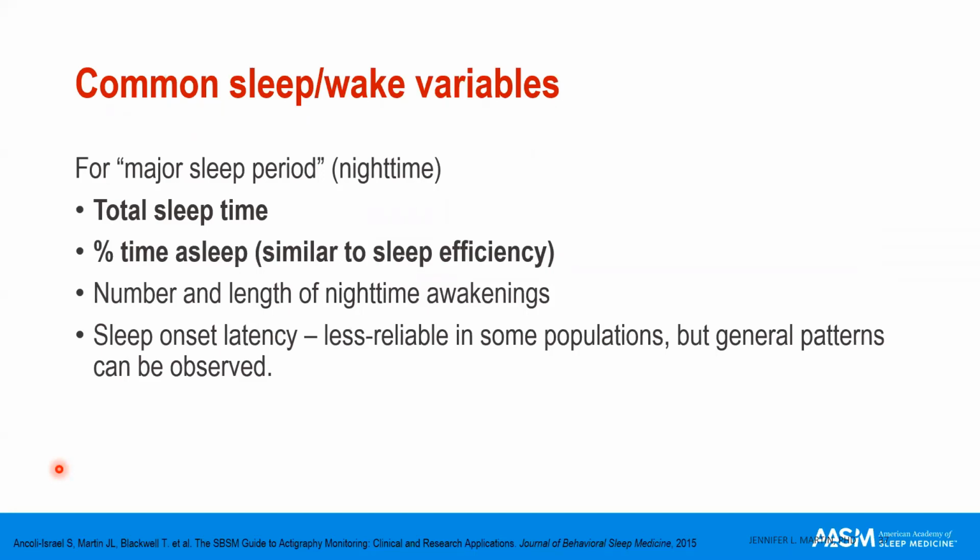So the common variables reported for the major sleep period include total sleep time and percent time asleep. These two variables are highly reliable, and in fact, the correlation between total sleep time from actigraphy and PSG is about the same as interscorer reliability. So I think that's really useful to keep in mind that we actually get a very good estimate of these two things. The number and length of nighttime awakenings is less reliable, but again, in the example that I showed, you can see that this person has multiple awakenings during the night. The exact number may be less important than what you see on the plot.